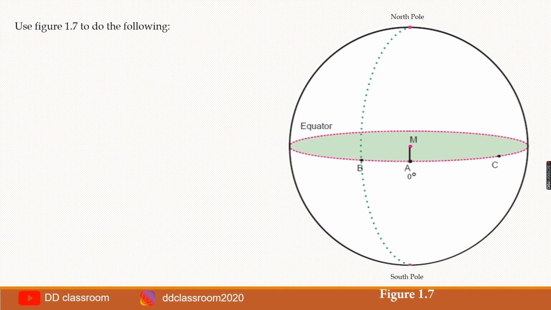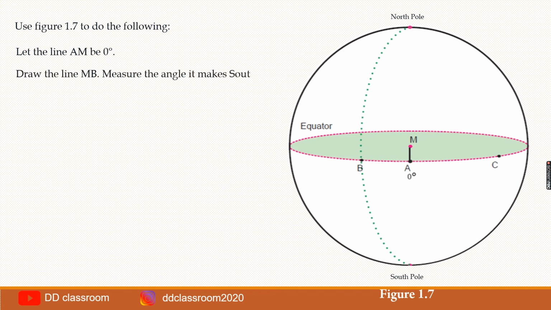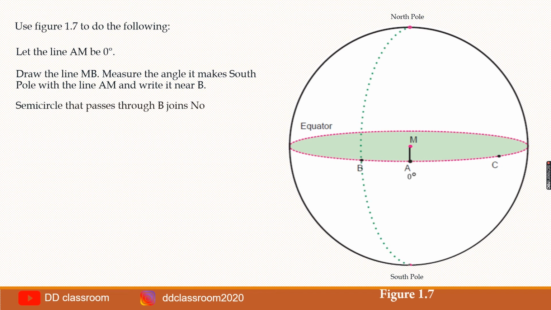Use figure 1.7 to do the following. Let the line AM be 0°. Draw the line MB. Measure the angle it makes south pole with the line AM and write it near B. Draw a semicircle that passes through B and joins the north and south poles.